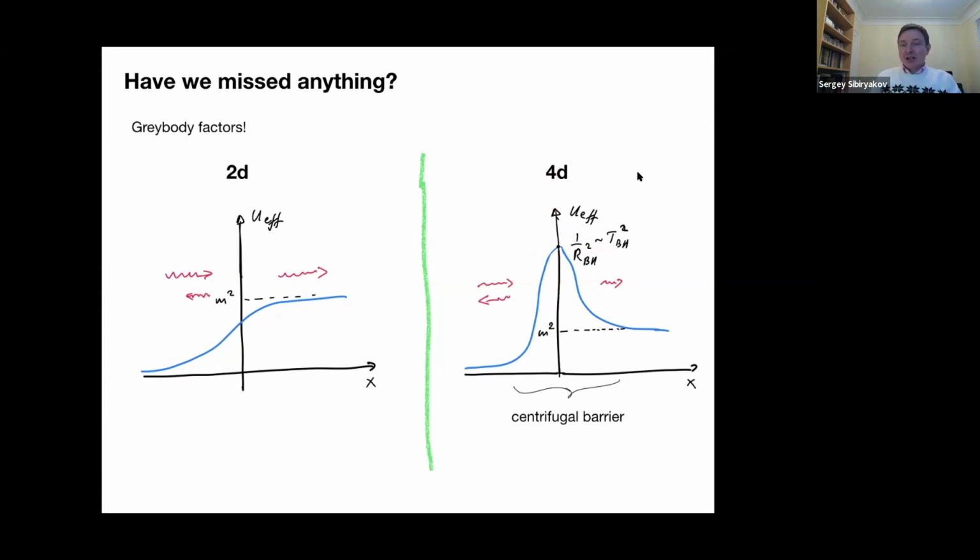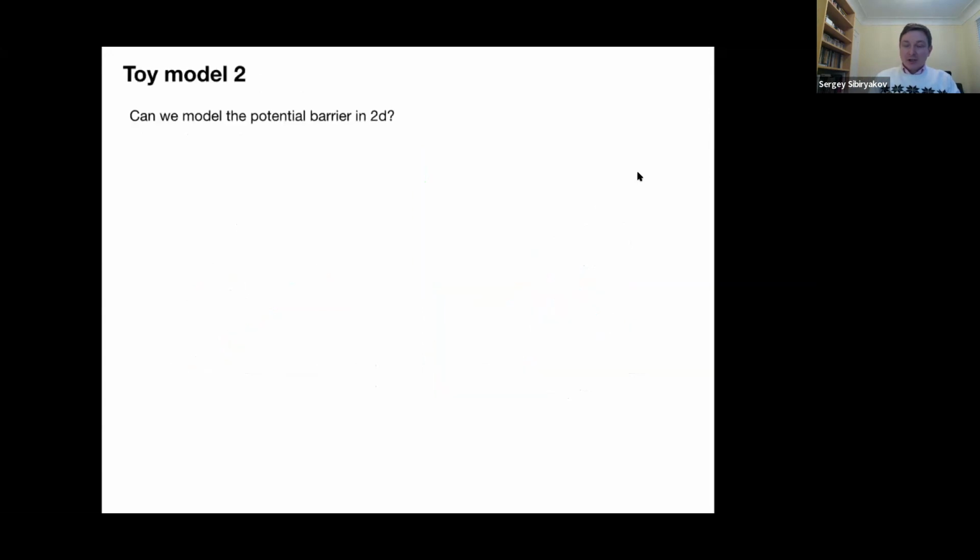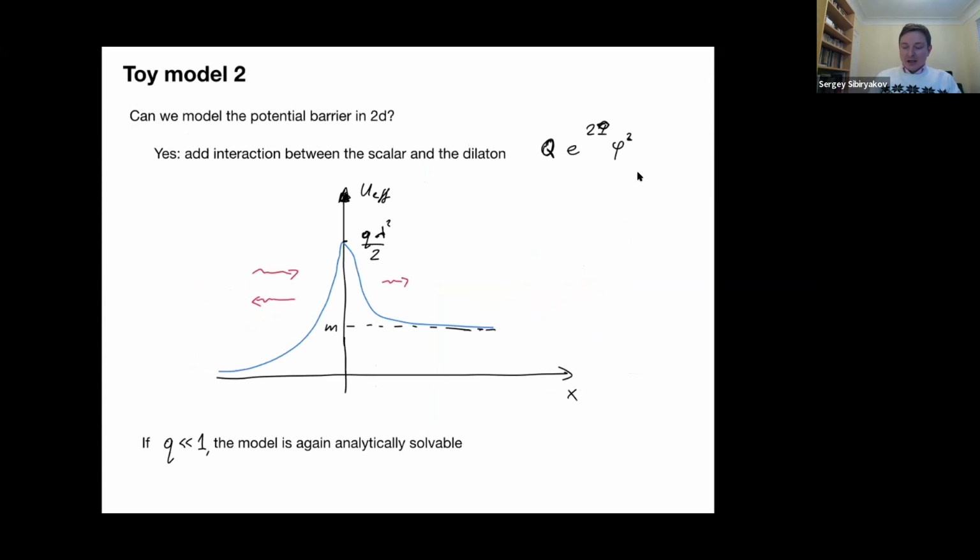And the question is, can we model this barrier while staying within a 2-dimensional solvable model? Remarkably, it turns out that yes, we can do that. In fact, it turned out to be quite simple. We just need to introduce a direct coupling of our scalar tunneling degree of freedom to the dilaton, with a certain coupling which is in our hands. And that will produce the potential barrier.